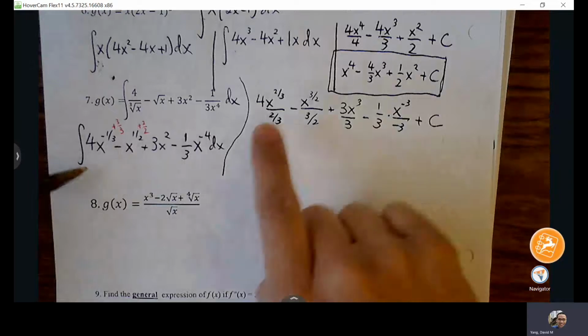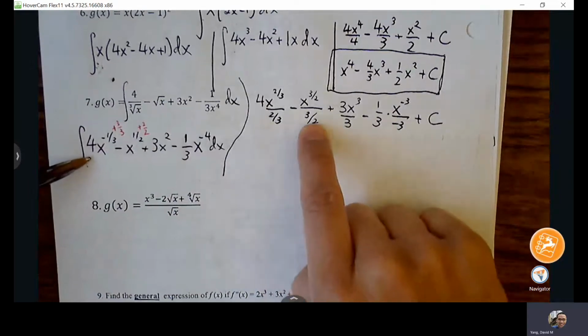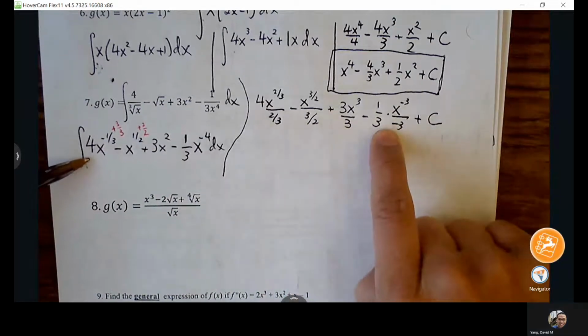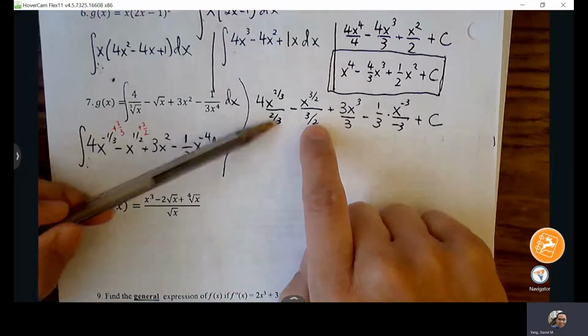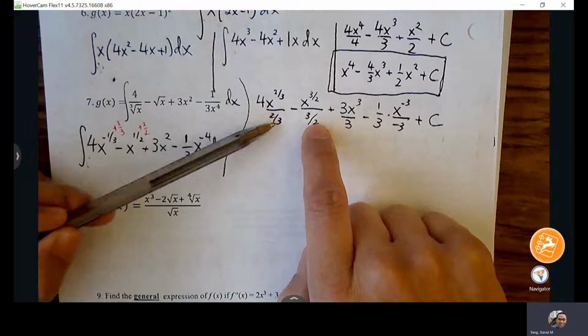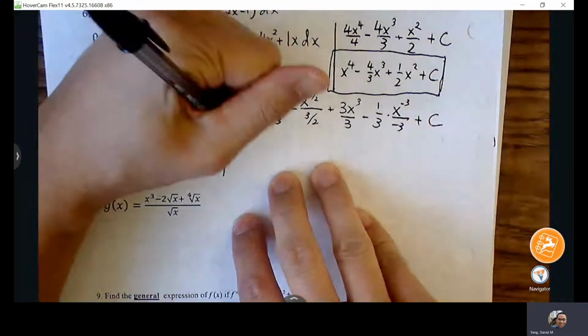Add 1 to the exponent divided by that new exponent. Okay, any questions about power rule for each of these terms that we applied? Okay, so cleanup, push all the fractional denominators to the top by flipping them.